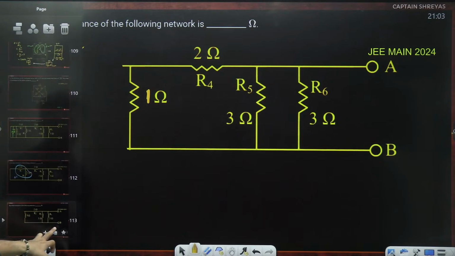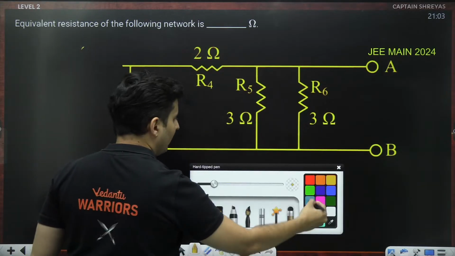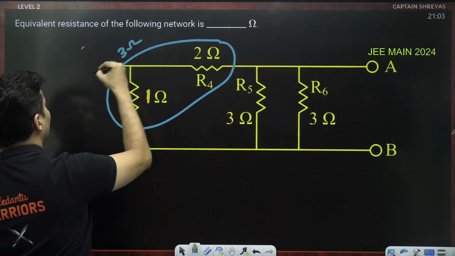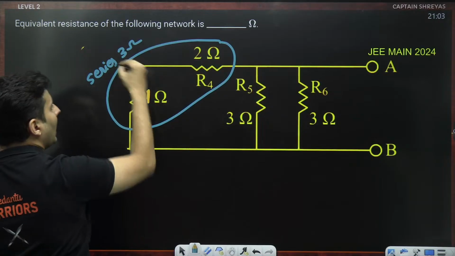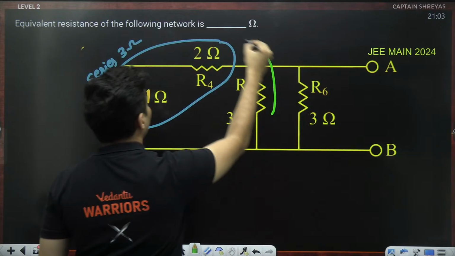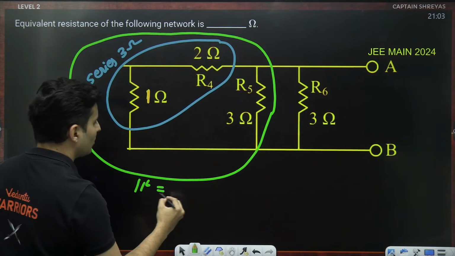Now can you see, my dear warriors? This 2 and 1 basically are in series. How much? 3 ohm, because they are in series. And that 3 and this 3, they are in parallel. Can you see that? That 3 and this 3, basically they are in parallel. So what will it become?